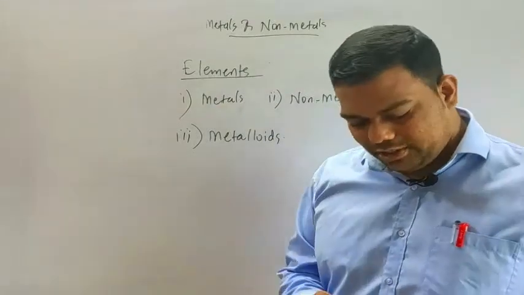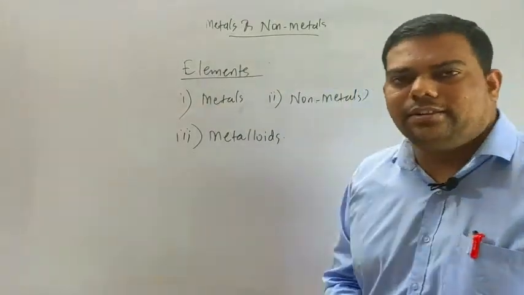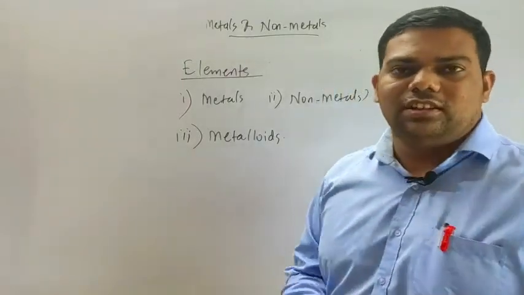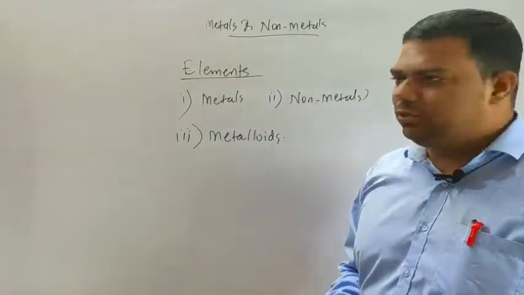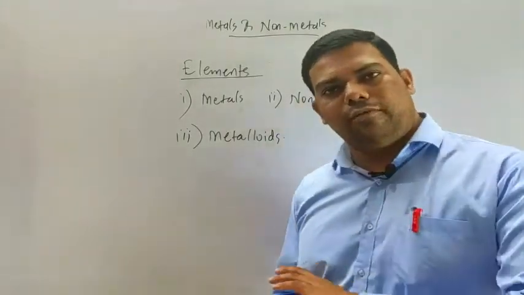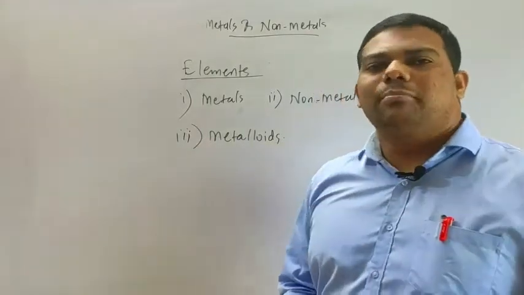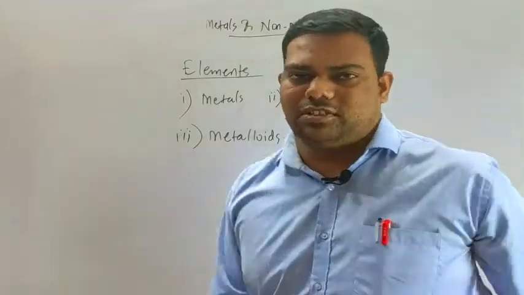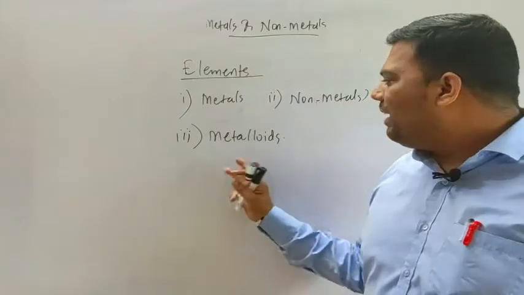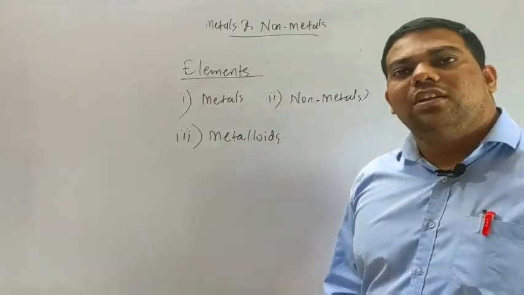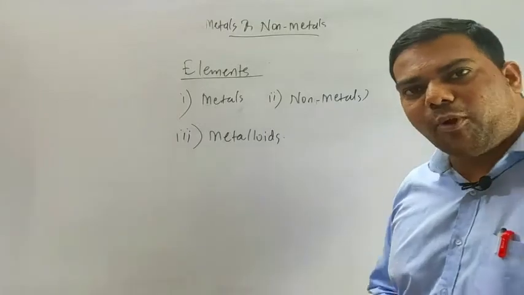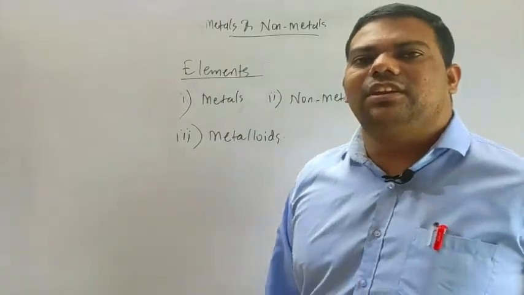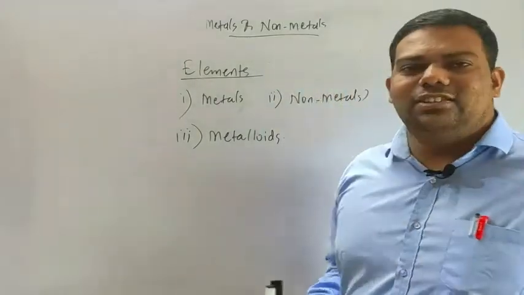Which are the basic properties of metals? They are hard, sonorous, malleable, ductile, they have good tensile strength, and they are good conductors of heat and electricity. Non-metal properties are just the reverse of metals. Metalloids show both the properties of metals and non-metals. Whatever I am saying, keep each and every sentence in mind.